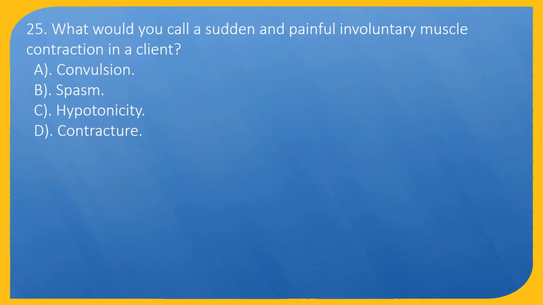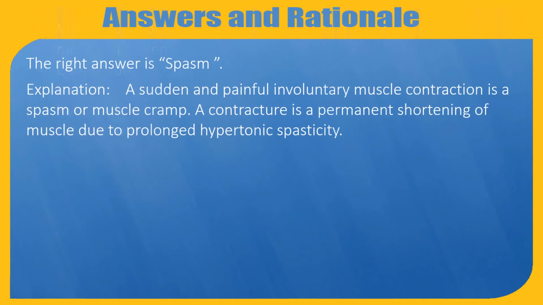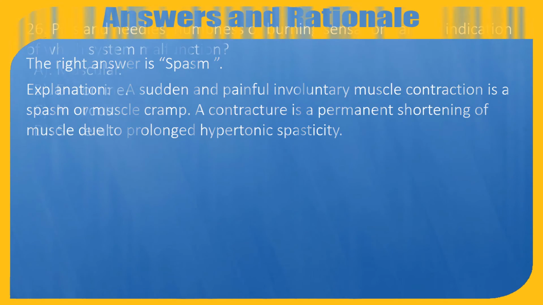Question 25. What would you call a sudden and painful involuntary muscle contraction in a client? A. Convulsion. B. Spasm. C. Hypotonicity. D. Contracture. The right answer is spasm. Explanation: a sudden and painful involuntary muscle contraction is a spasm or muscle cramp. A contracture is a permanent shortening of muscle due to prolonged hypertonic spasticity.